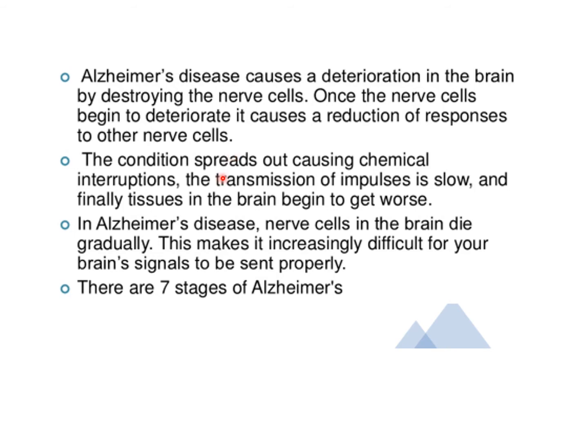This condition spreads out, causing chemical interruptions. Transmission of impulses becomes slow, and finally tissues in the brain begin to get worse. In this disease, nerve cells in the brain die gradually. This makes it increasingly difficult for your brain signals to be sent properly. There are 7 stages of Alzheimer's disease.